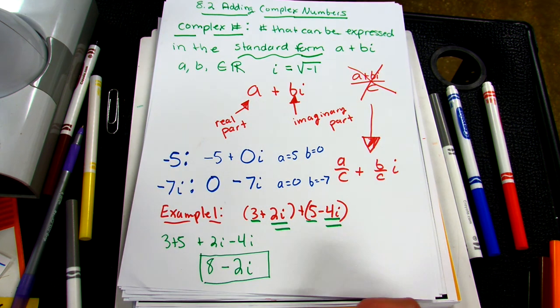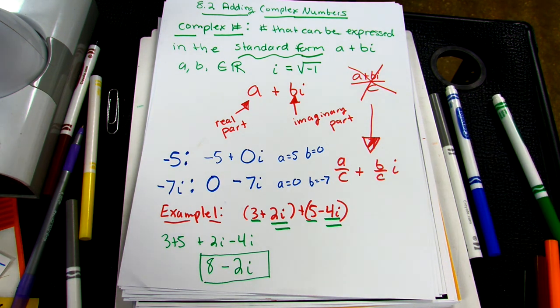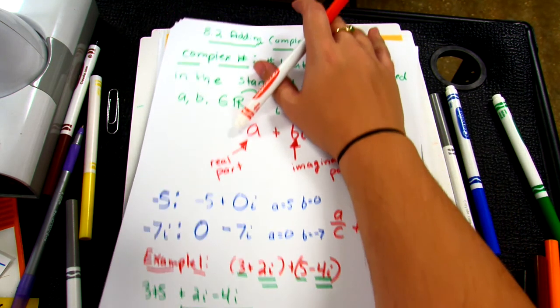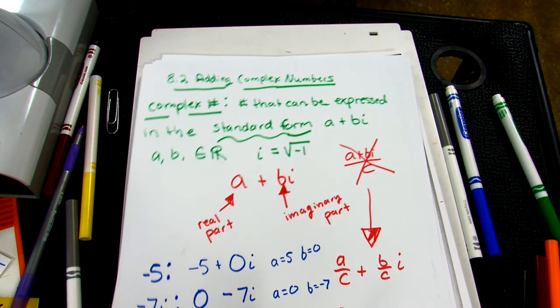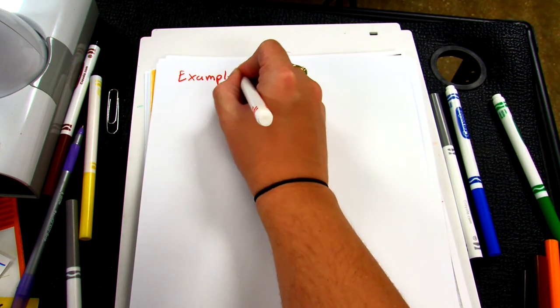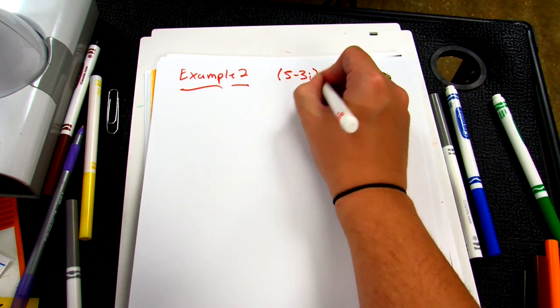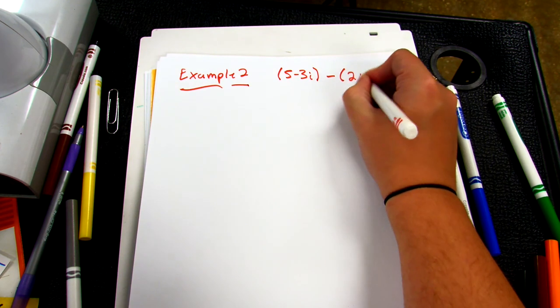Make sure that it's in standard form so the i part comes second. All right, let's do an example where we're subtracting. And subtracting is the same thing. You're going to combine like terms. However, it's very important, just like when we combine like terms and we're subtracting before, we need to distribute the subtraction as a negative. So let's do example 2, where we have 5 minus 3i minus 2 plus 6i.